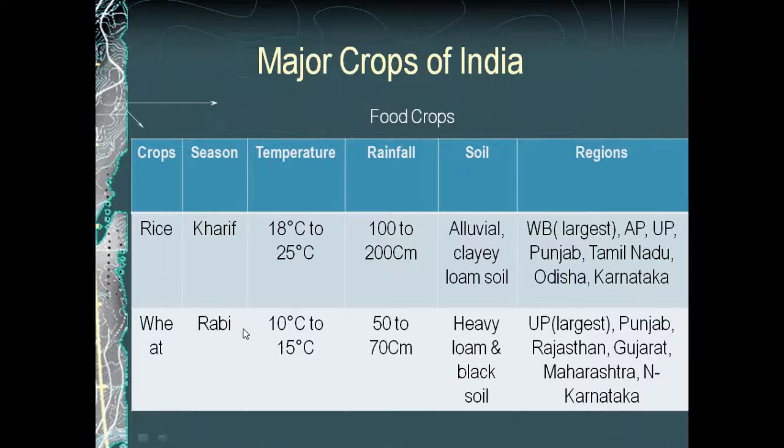Wheat is a Rabi crop which requires 10 degrees Celsius to 15 degrees Celsius temperature, and 50 to 70 centimeters of rainfall.